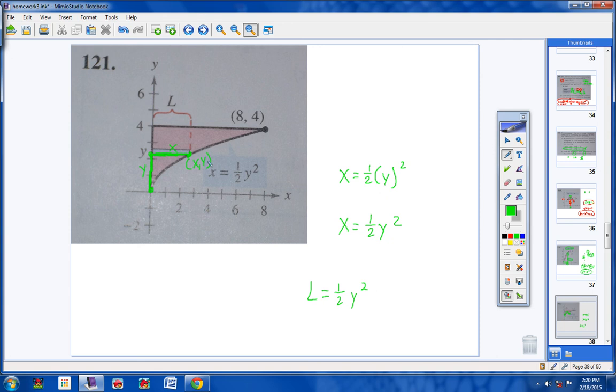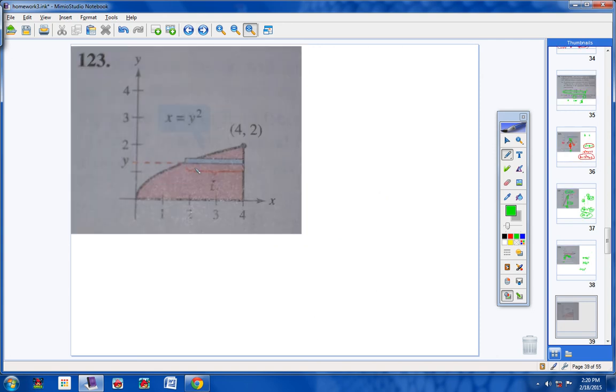Okay, alright, 123. We want to find the length of this rectangle. Alright, so look at this carefully. First of all, I know for a fact that I can easily find the length from here over to this point right here.